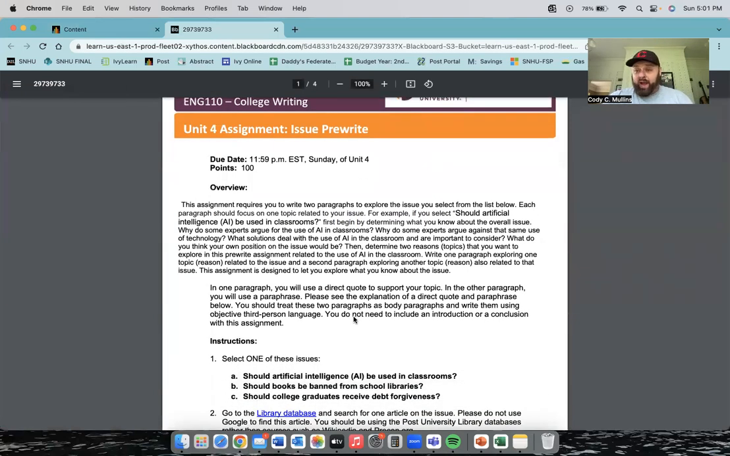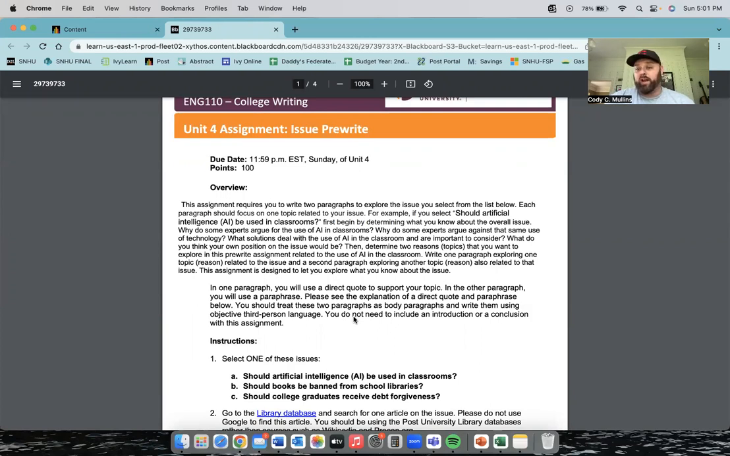So you're going to write 2 paragraphs here that explore one of those issues. Again, should artificial intelligence be used in classrooms? Should books be banned from school libraries? Or should college graduates receive debt forgiveness? Each paragraph should focus on one of those topics.